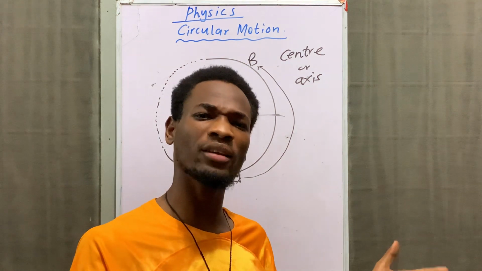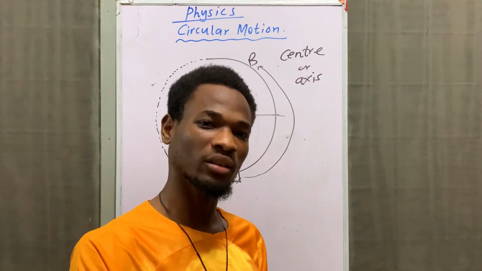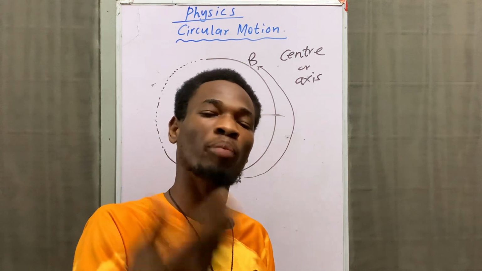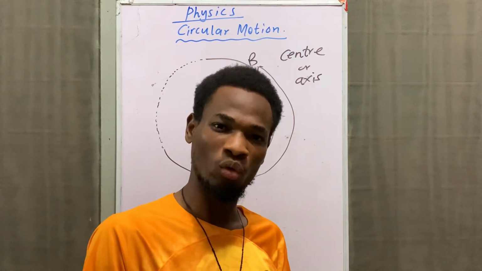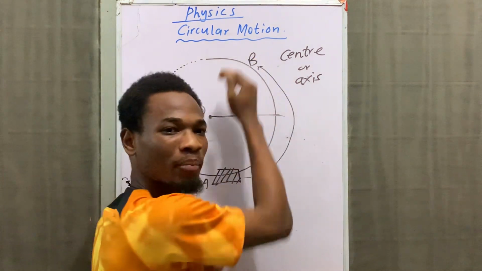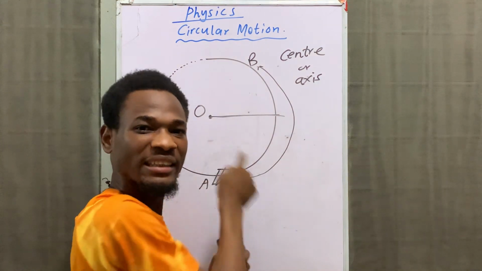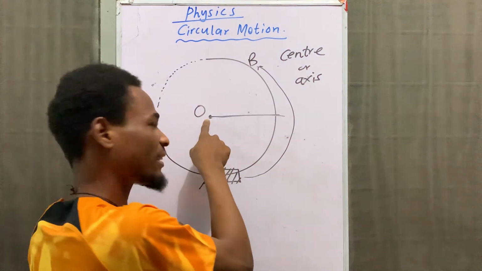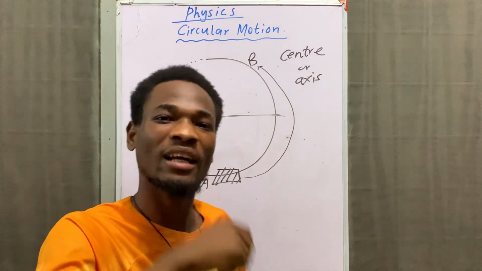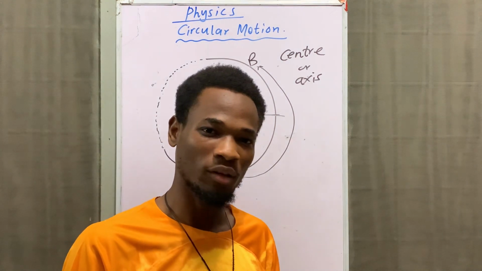So how do you define circular motion? You can say that a body is said to perform circular motion when the body moves along a curved path about the axis or the center, such that the center or the axis lies outside the body. Please, are you okay?